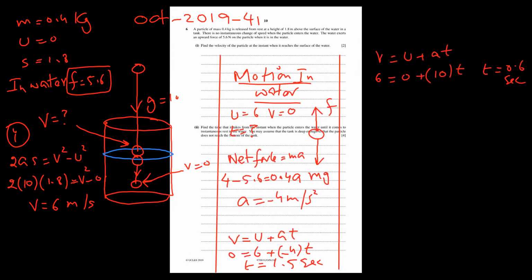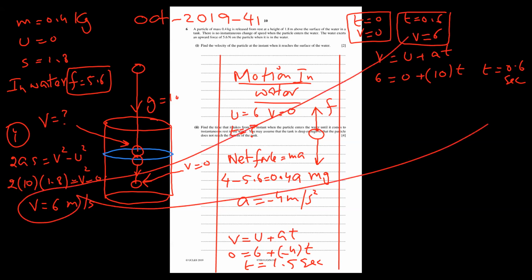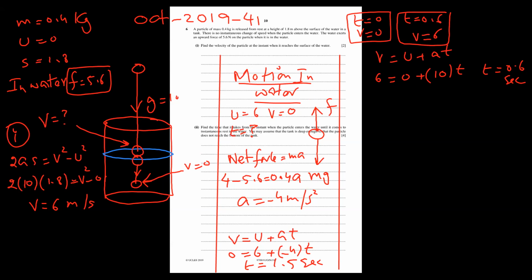Okay, so let's discuss now step by step. Number 1, when time is 0, velocity is 0. Number 1 done, 1 point. Number 2, when time is 0.6, velocity is 6. Number 2 done. You can see velocity 6, time 0.6. After entering the water, what happens? It slows down, and the last velocity is 0. So we must need this time as well, and we got the time 1.5.